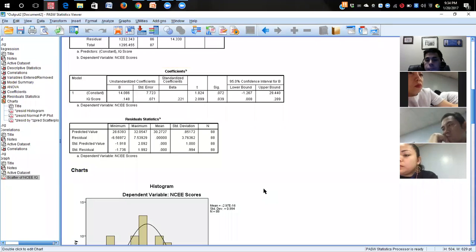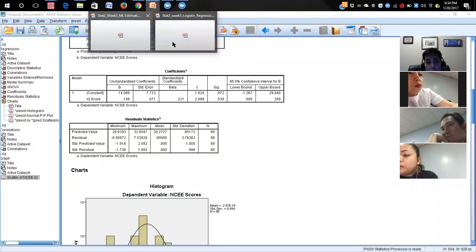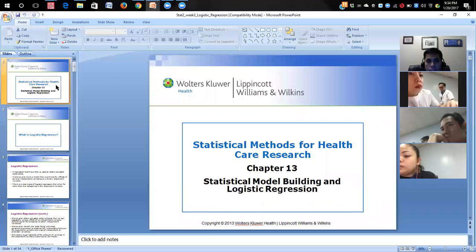All right, so now let's move on to another type of regression. What happens if we do logistic regression?